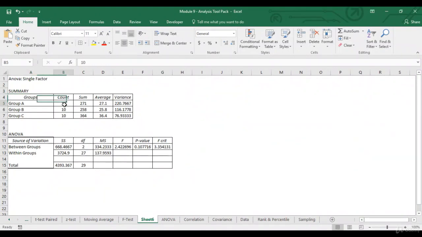Now for each group, I've got the number of observations, I've got the total number of marks, basically the sum, I've got the average number of marks, and I've got the variance also. Now the second table is the ANOVA table. This is the source of variation between groups. So this is the sum of squares for between groups. This is the sum of squares for within groups. This is my degrees of freedom. So in total, I had 30 observations, and now I'm left with 29 degrees of freedom.